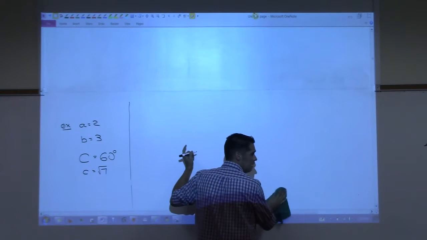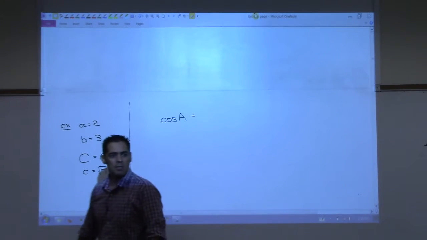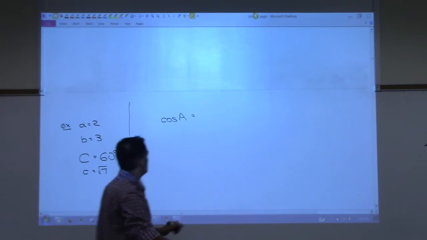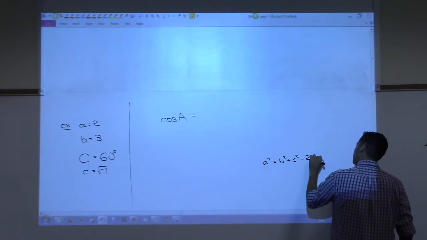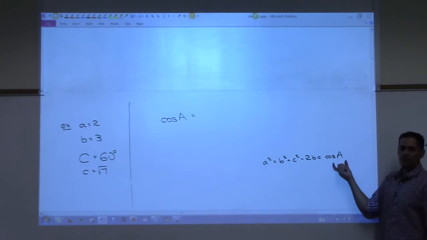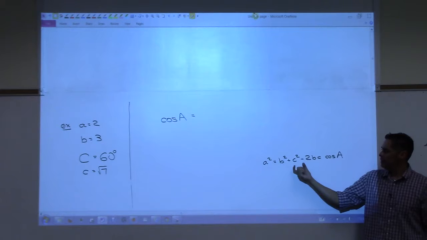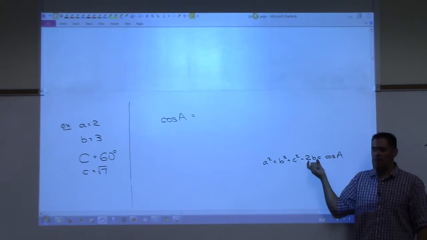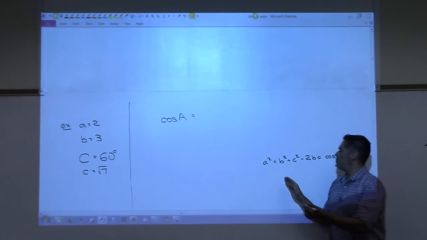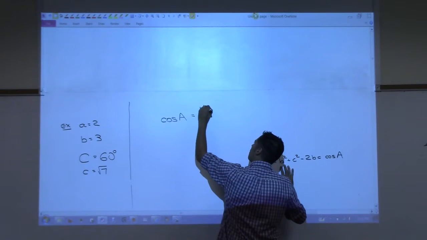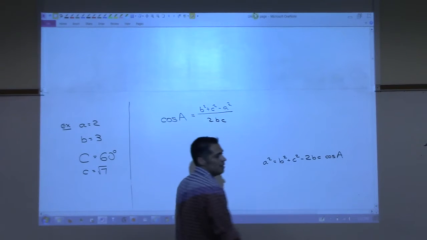What am I looking for here? Capital A? There is a formula, law of cosines, that would be what? So look back in your formulas. There was a formula that we had. It was a squared equals b squared plus c squared minus 2bc cosine of capital A, right? That formula? If we solve this for cosine of capital A, we would basically move these over, divide by negative 2bc, and then switch the signs, and we would wind up with something that looked like b squared plus c squared minus a squared over 2bc, right?